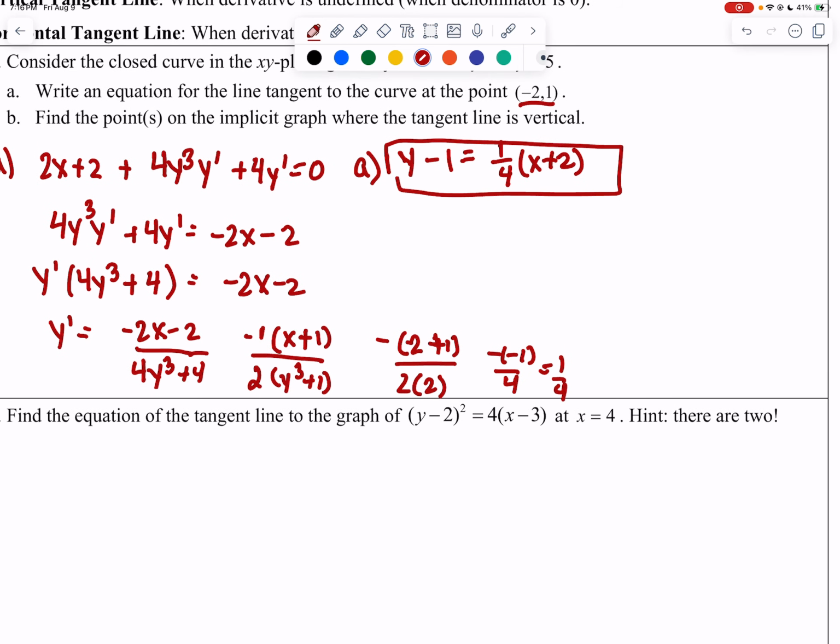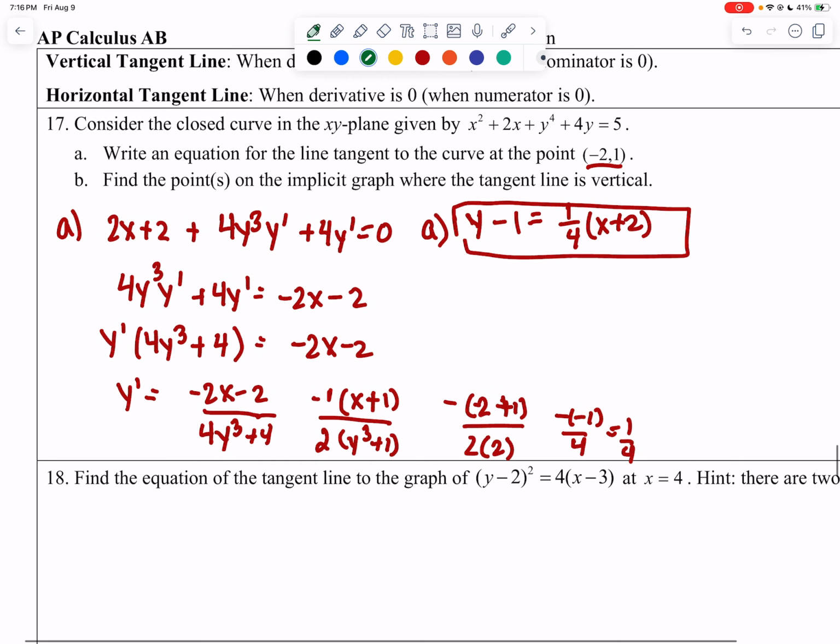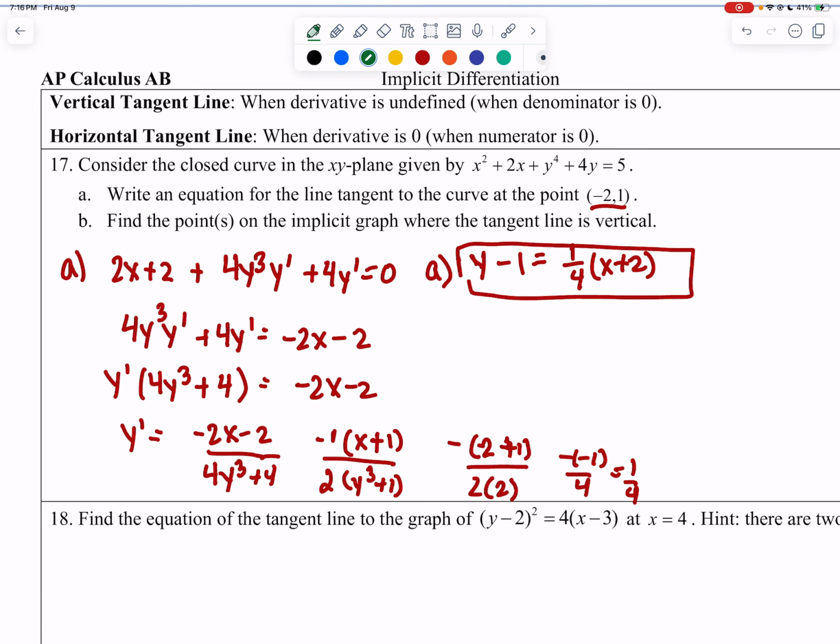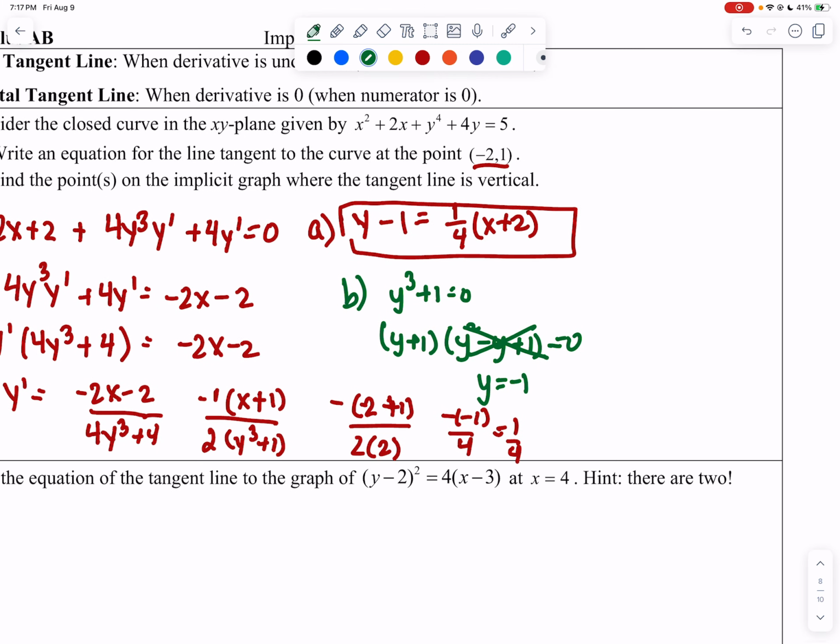Part B says find the points on the implicit graph where the tangent line is vertical. So remember that if we have a vertical tangent line, this is when my derivative is undefined, aka my denominator is 0. So here, this is going to be y to the third plus 1 is equal to 0. If I were to factor this, we're going to get something like this. And then we don't really care about the y squared minus y plus 1 part. The only thing we really care about is the y plus 1 part. That's just going to be -1. So this tells me that my y value is going to be -1. So I'm going to have something comma -1.